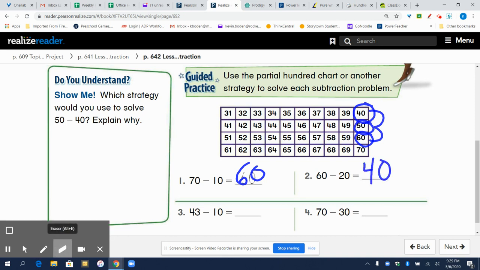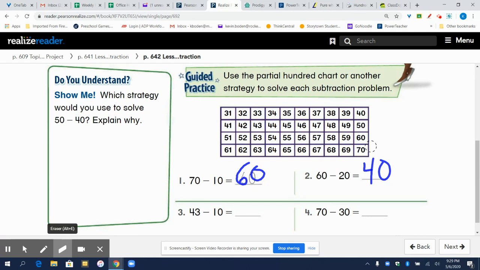Great job. And let's jump down to number 3. And if I'm going too fast for you, don't be afraid to just pause it or stop it. That is okay. Let's keep up the good work. Number 3. Ooh, this one's a little bit trickier. 43 minus 10. So it says we can use the partial hundreds chart, or we can do it another way.